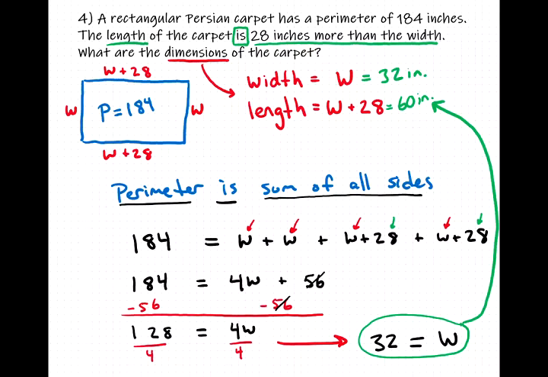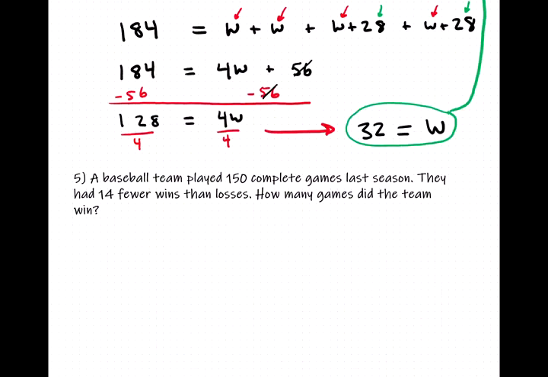All right, let's move on to number 5. A baseball team played 150 complete games last season. Okay, 150 games played. They had 14 fewer wins than losses. How many games did the team win?